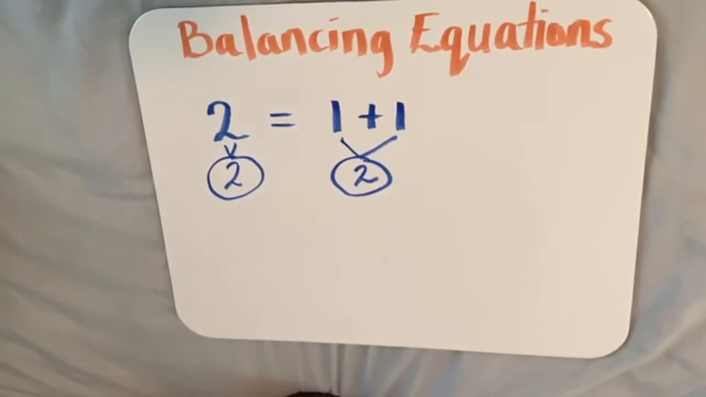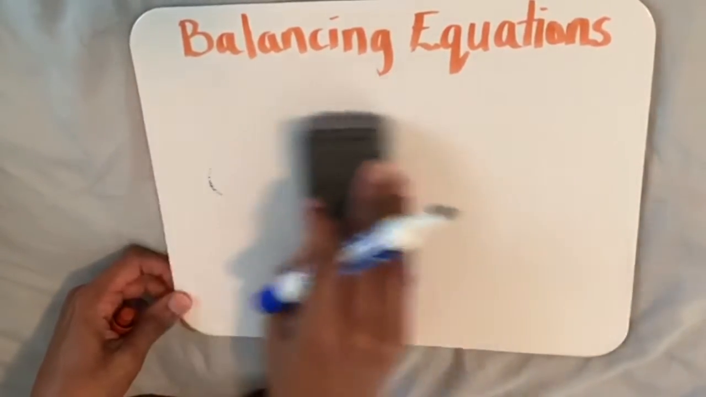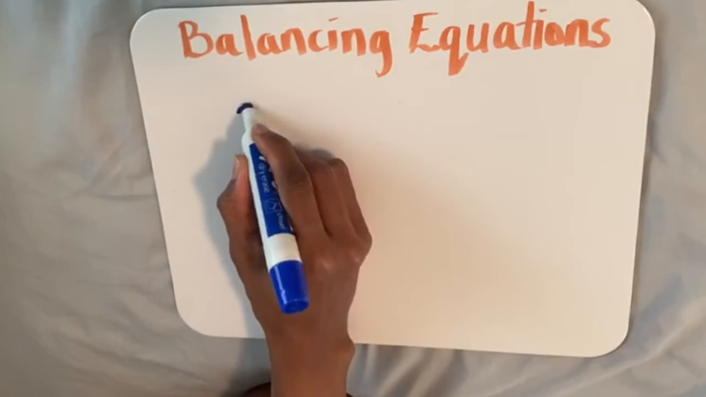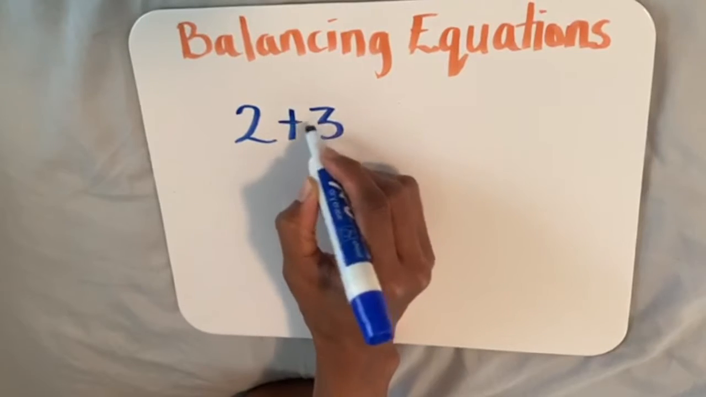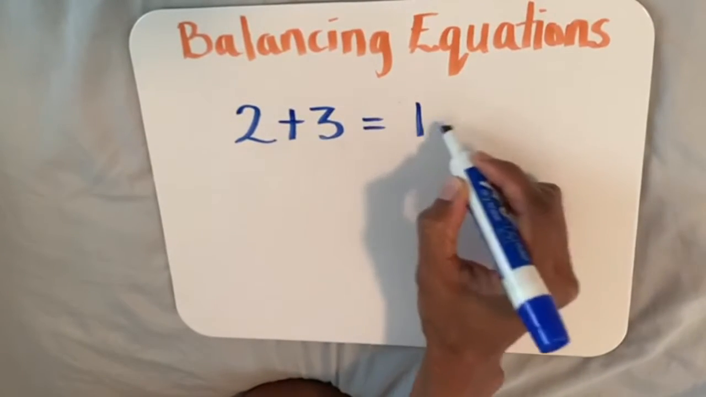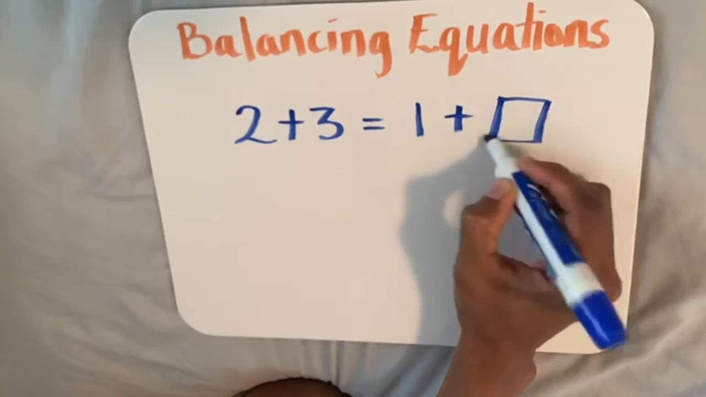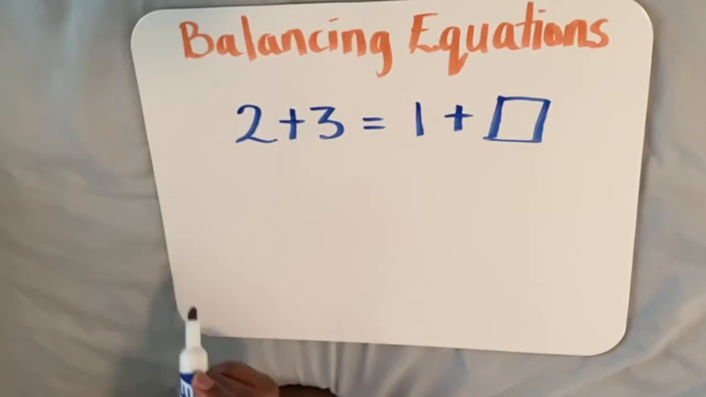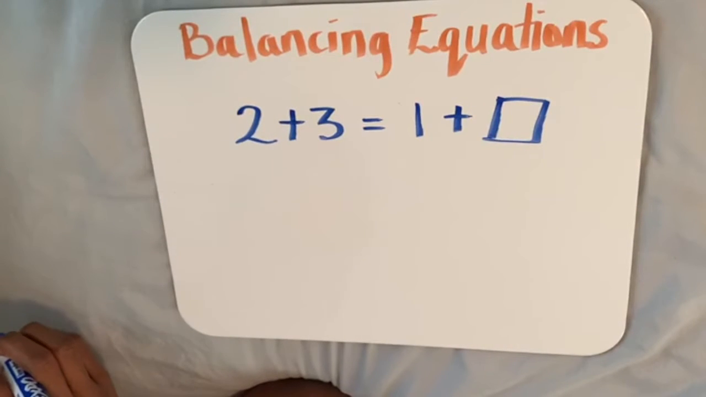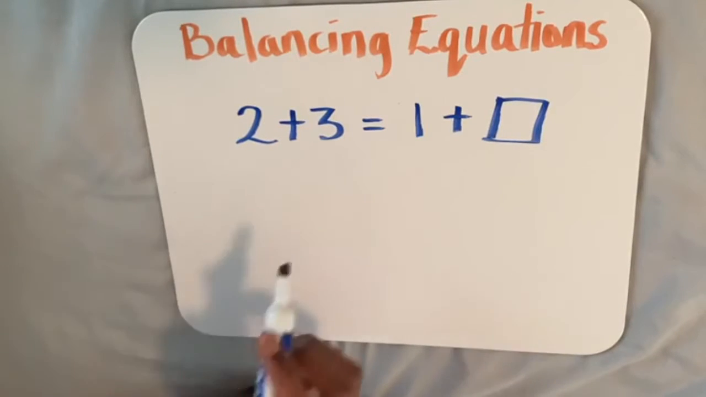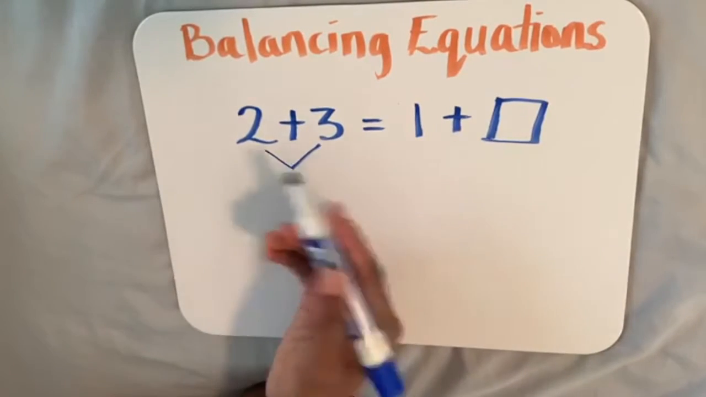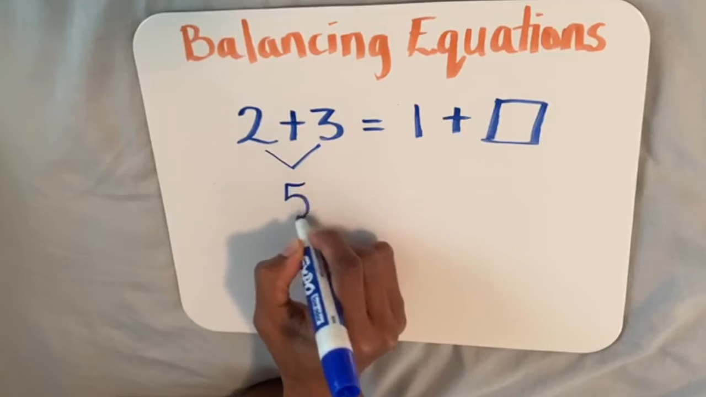All right? So now I'm going to show you how to balance an equation when there's a missing amount. Look at this example. Two plus 3 equals 1 plus blank. Now, looking at this equation, I'm looking for the part that I already know, or the part that I can already figure out. I already know that 2 plus 3 is 5, and I can figure this out because there's no blank here. 2 plus 3 equals 5.